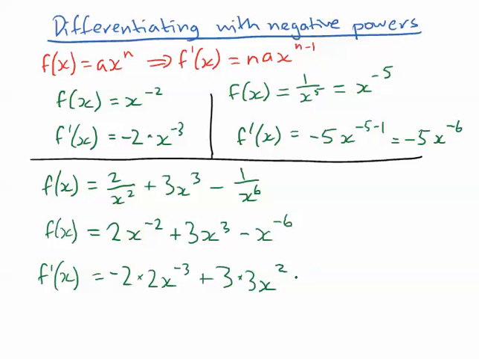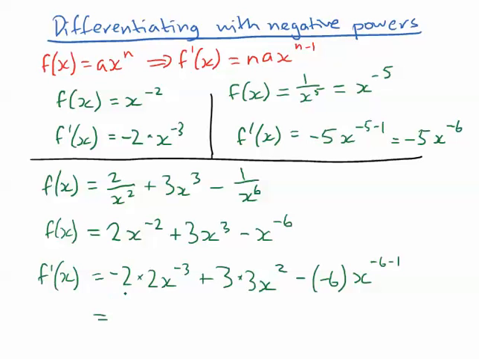And this one we have to be a bit careful because we've got minus, and then we've got negative 6 times x to the power of minus 6 minus 1. Okay, the reason I say we have to be careful is that we've got minus and negative, because minus and negative is going to make a plus. So we'll do that when we get to it.